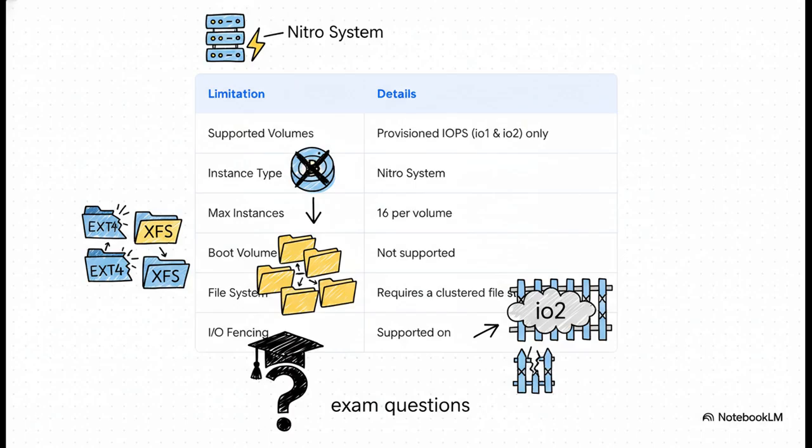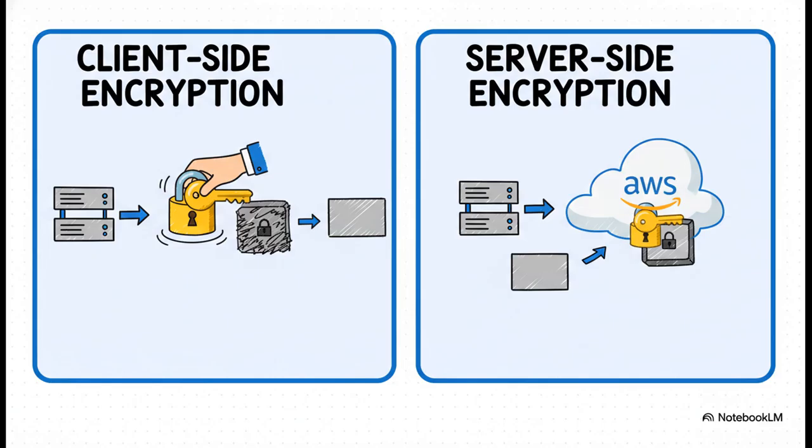And here's the big one. You cannot use a standard file system like ext4 or XFS. They aren't cluster-aware and you will corrupt your data. You have to use a special clustered file system. Oh, and also notice that IO fencing, which protects your data if things go wrong, is only supported on IO2. Another win for IO2.